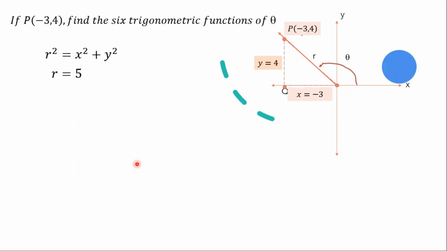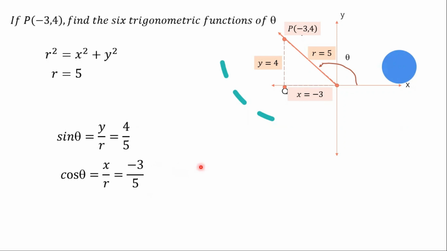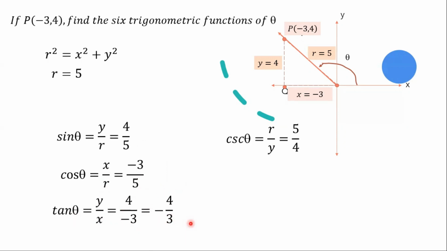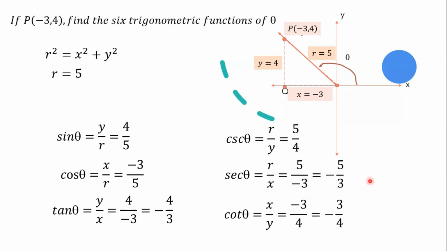So solving for the six trigonometric functions, let's start with sine. Sine is y over r, so 4 over 5. Cosine is x over r, so negative 3 over 5. Tangent is y over x, so we have 4 over negative 3, or you can write it this way. You can review that in algebra. Then cosecant is r over y, so 5 over 4. Secant is r over x, 5 over negative 3. Cotangent is x over y, or negative 3 over 4, or you can write it this way.